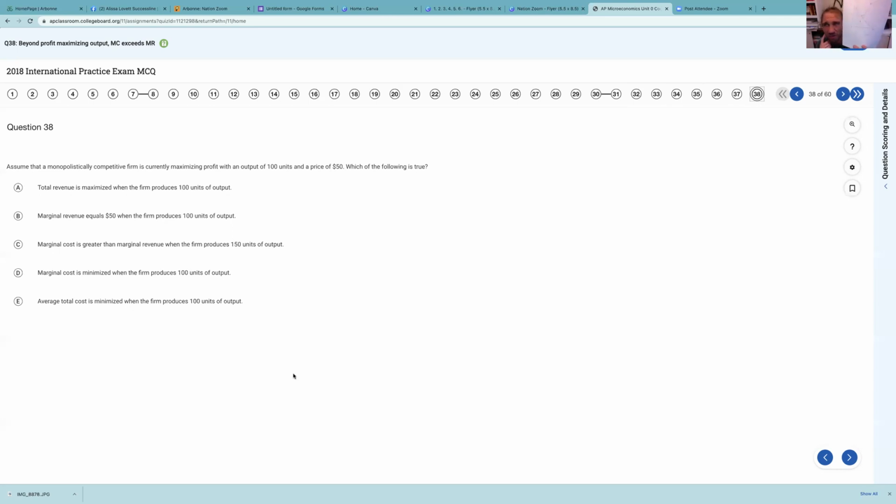B says marginal revenue equals 50 at that point. Well, marginal revenue is below the price at that point, right? The marginal revenue curve is below the demand curve, and the price of $50 is derived from the demand curve above MR equals MC. So that's not it.